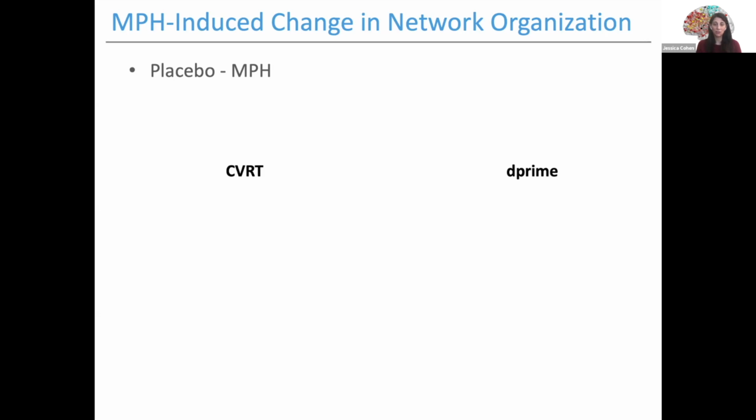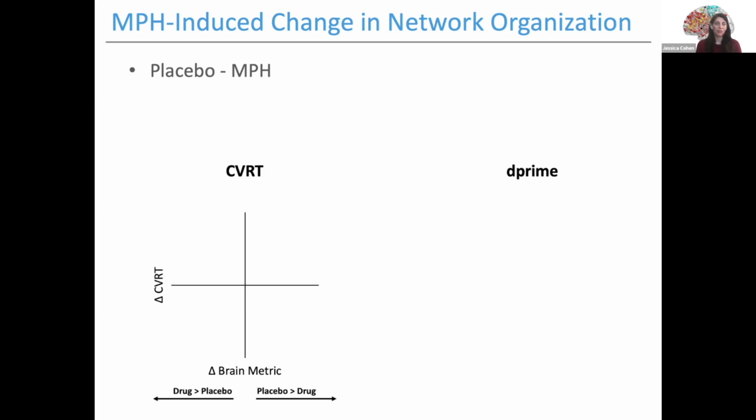So first I'm going to show you the axes without data, since I'm plotting difference scores so it's clear what they're depicting. On the x-axis, I've plotted the change in the brain metric. And since I'm subtracting the drug day from the placebo day, positive values indicate that the metric was larger during the placebo day, and negative values that it was larger during the drug day.